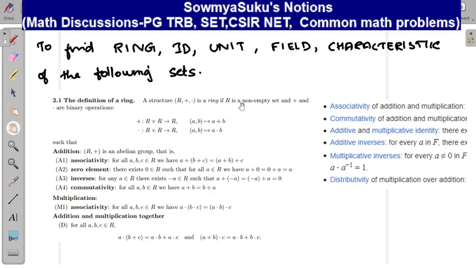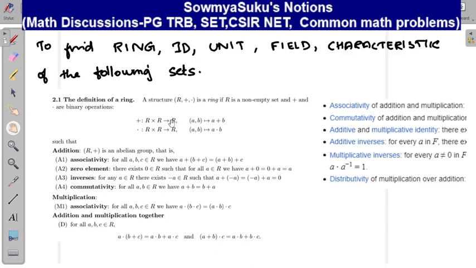Hi dears, today we can see some properties in algebra. That is how to find the ring, integral domain, unit, field, characteristic for some sets like set of real numbers, rational numbers, integers and so on. So before moving to that, let's see what the conditions are for ring, field, integral domain, and so on.